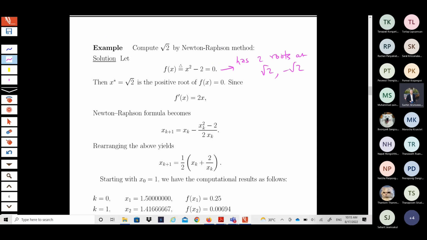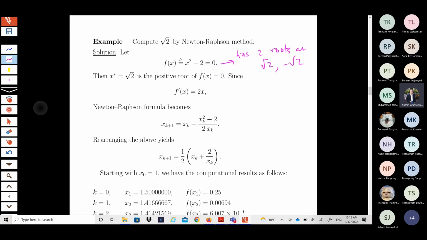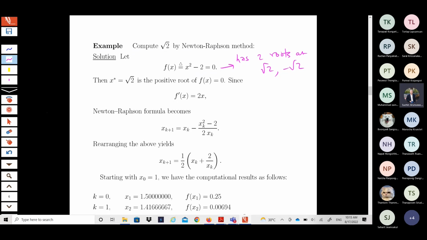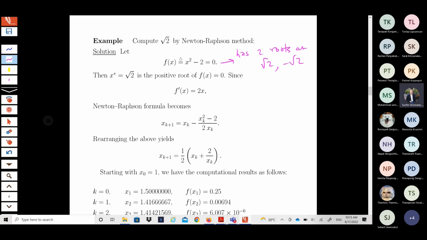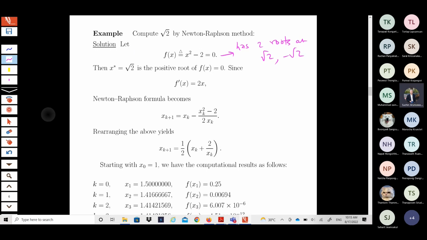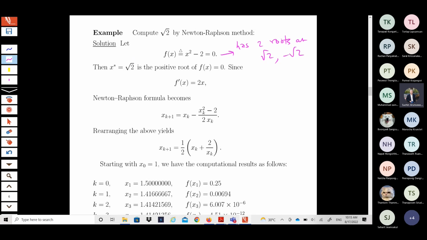Okay, the square root of 2. I think in homework 1 I will ask one question. I ask you to prove, for a similar problem like this, that the iteration can converge to either the positive or negative root depending on the initial guess or initial point x naught.